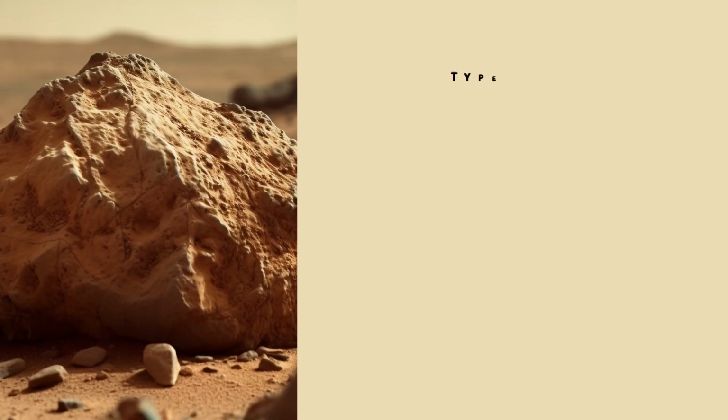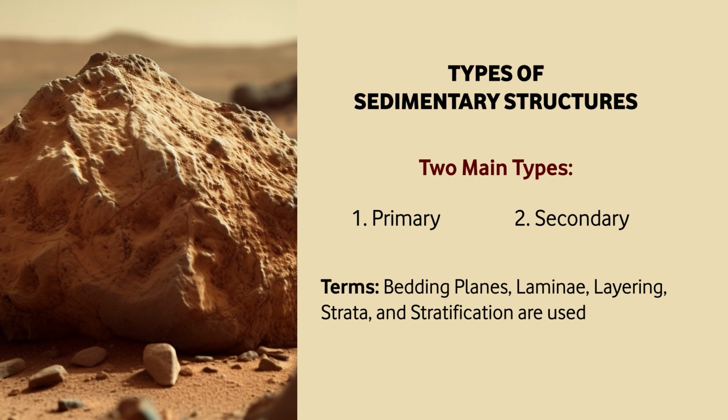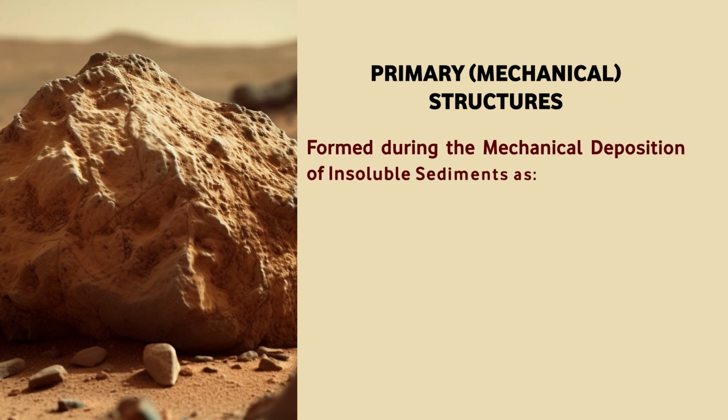As I told you right in the beginning, there are two types of sedimentary structure, primary and secondary structures. The terms like bedding plane, laminae, layering, strata and stratifications are invariably used in describing the sedimentary structures. The primary structures are formed mechanically by physical mechanisms. They are formed during the mechanical deposition of insoluble sediments. I am specifically talking about insoluble sediments because the soluble sediments will go into solution and get washed away.